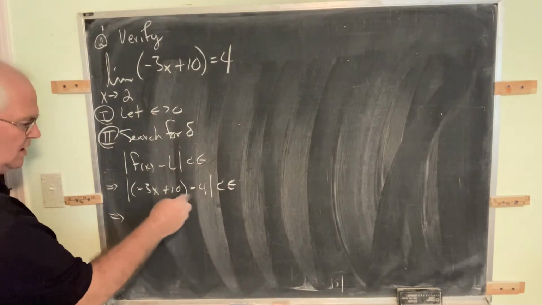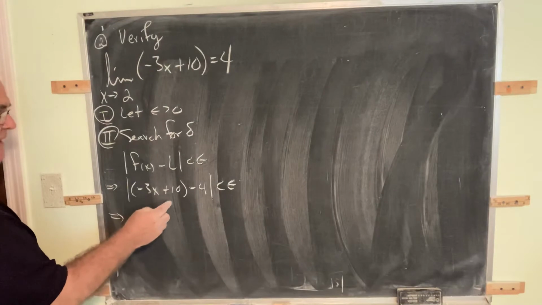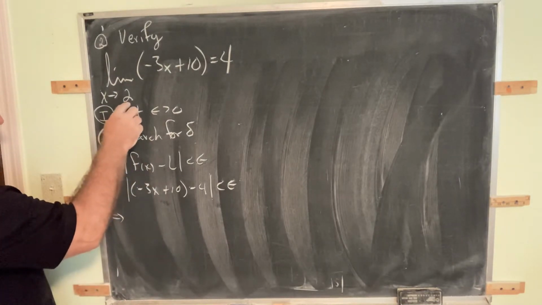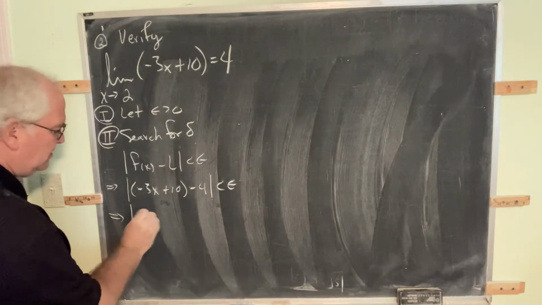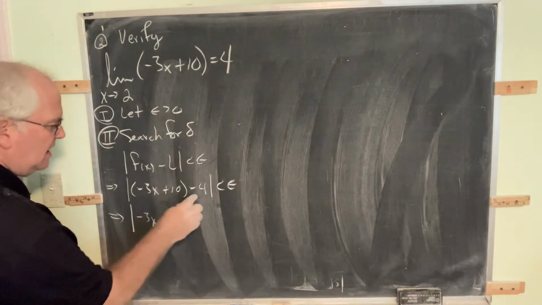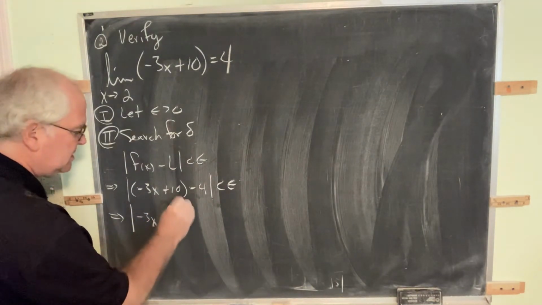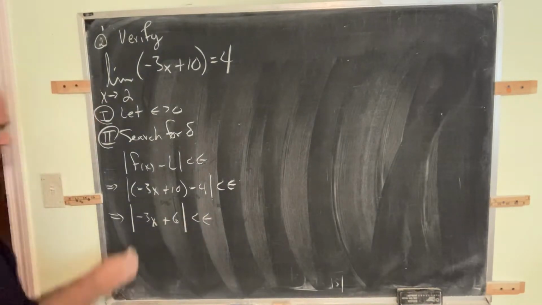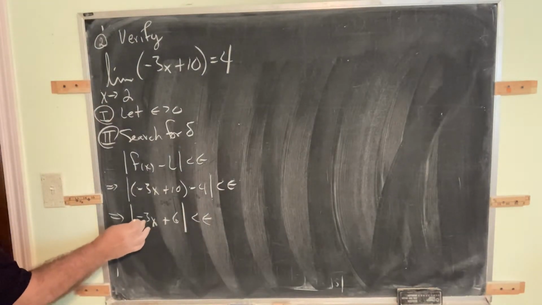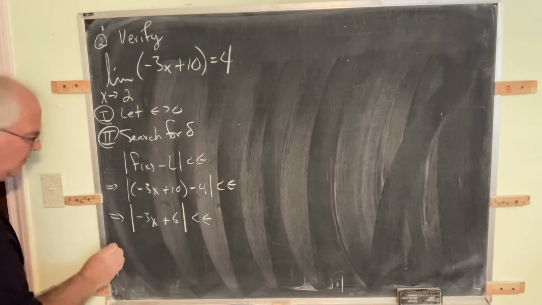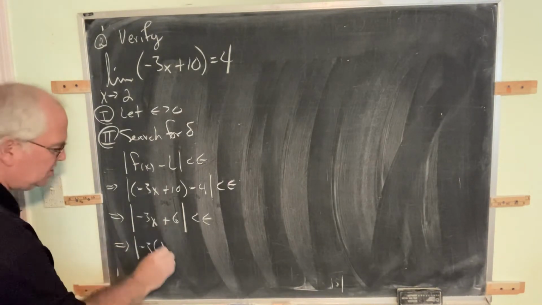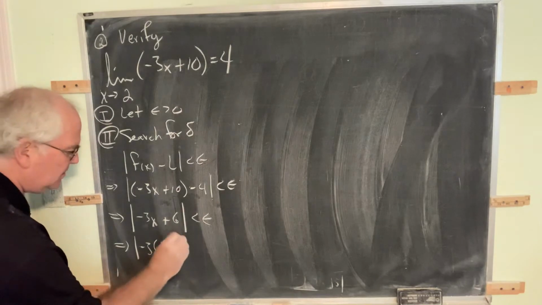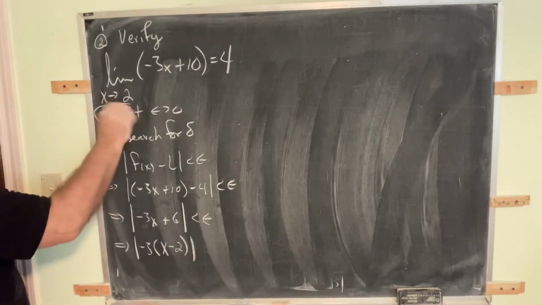We're going to try to create x minus a, which in this case is x minus 2. That's our task, to create x minus 2. So this is absolute negative 3x plus 10 minus 4, which is plus 6. But now I need to factor out negative 3, and we know when you factor out negative 3, all the signs change: x minus 2. And sure enough, that's exactly what we wanted.